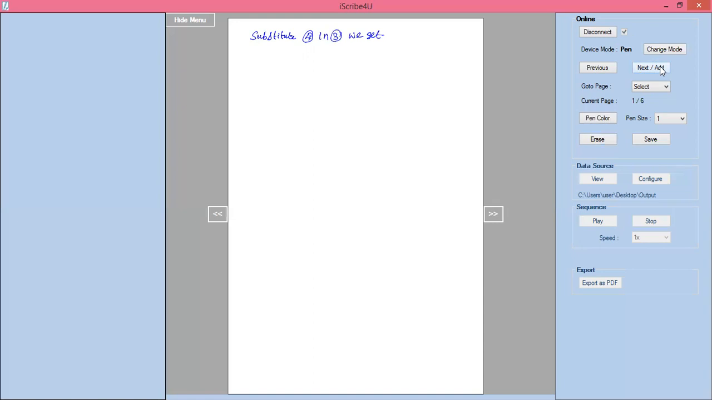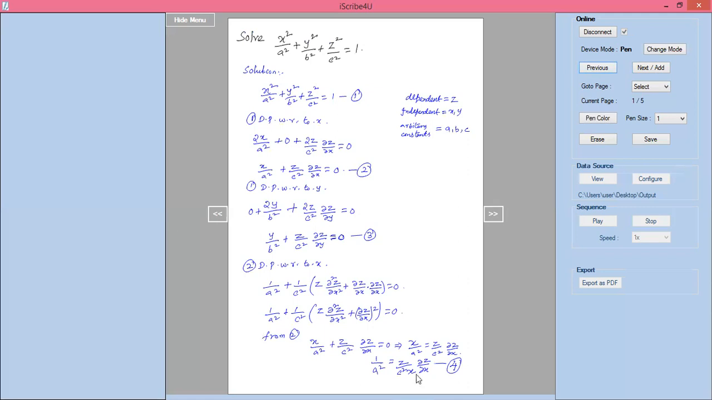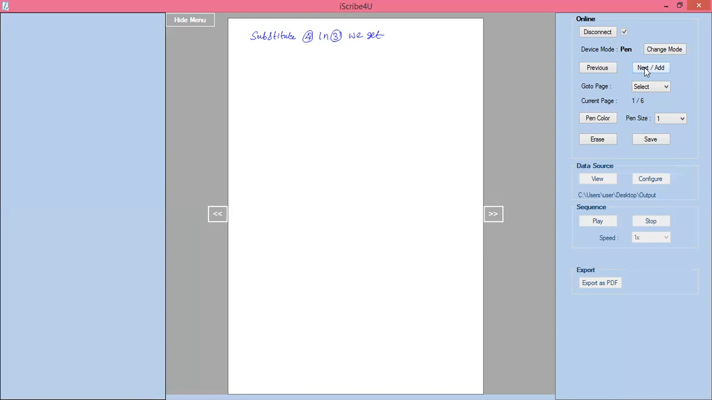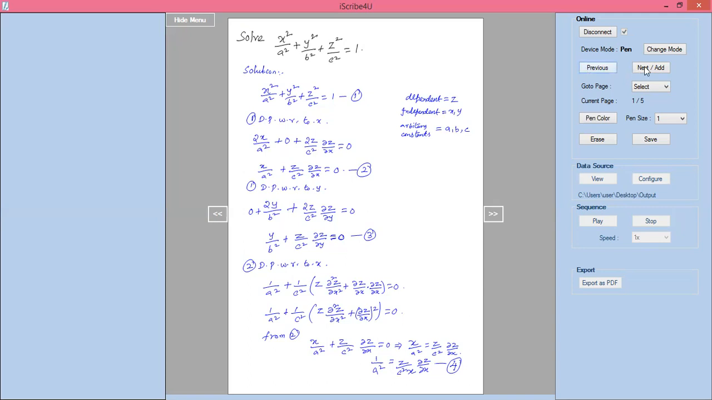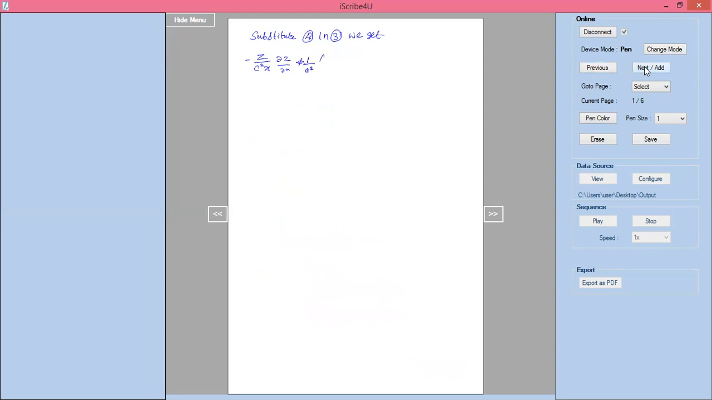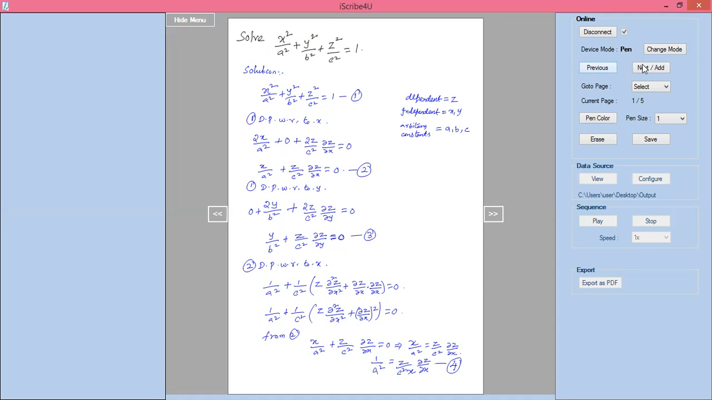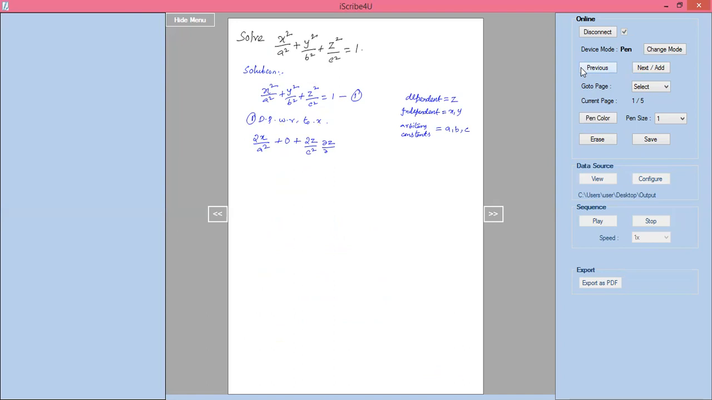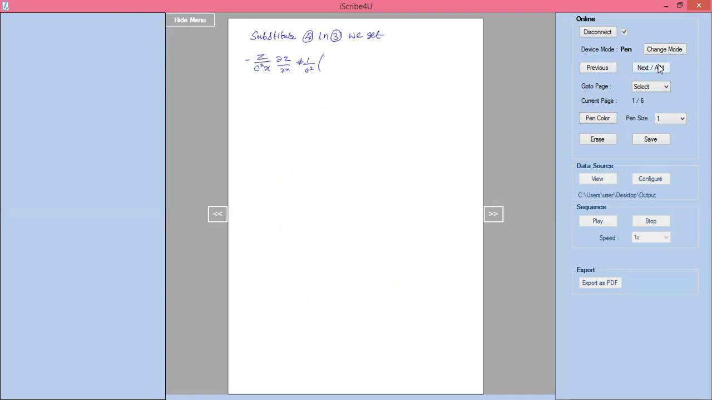The value of 1 by a square in equation 3, if I substitute it from equation 4, we know that, so I will get z by c square x into dou z by dou x, plus 1 by c square into z into dou square z by dou x square plus dou z by dou x whole square equal to 0.